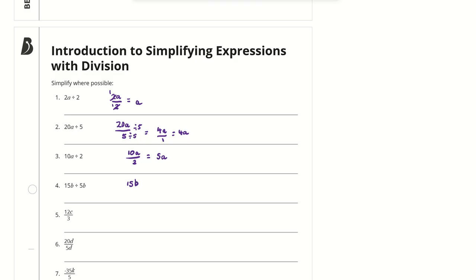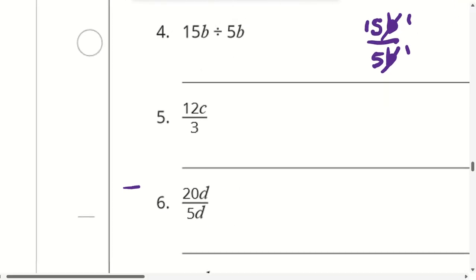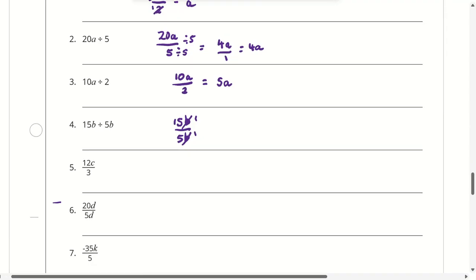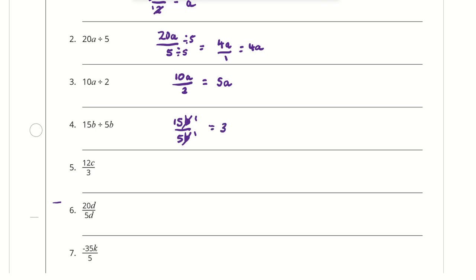15b divided by 5b. Well, we've got a b on the top, and we've got a b on the bottom, so that's going to cancel out. If I divide through by b, that's going to leave me with 1 and 1. 5 goes into 15 3 times. So let's go ahead and work that out to be 3.